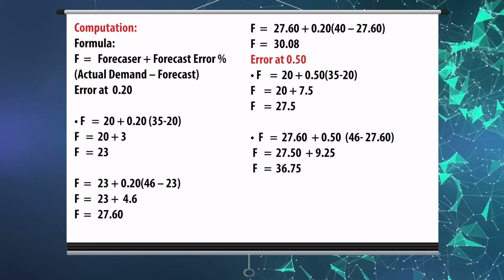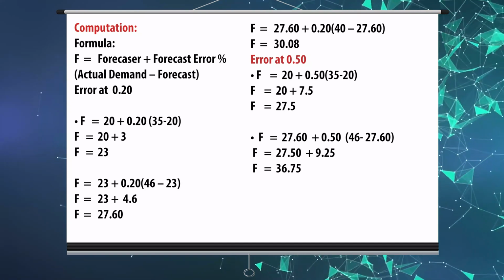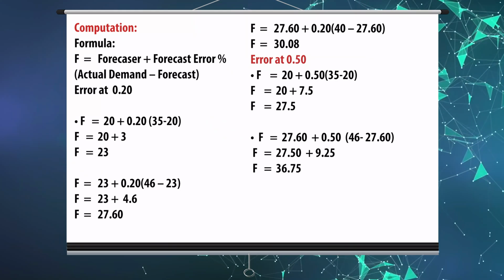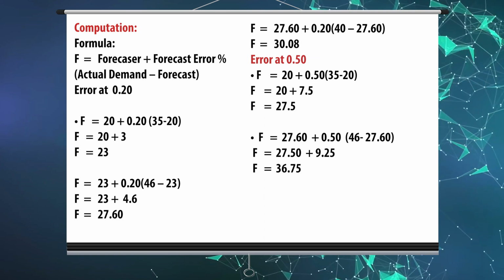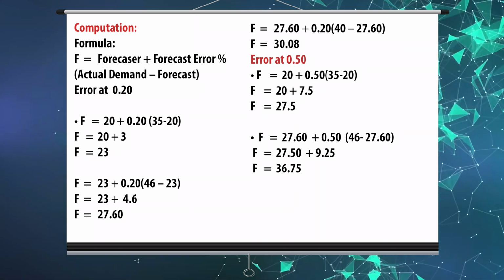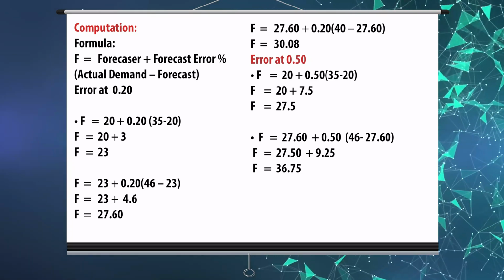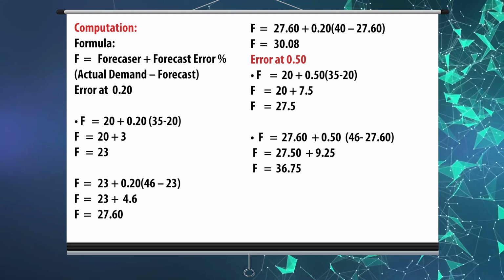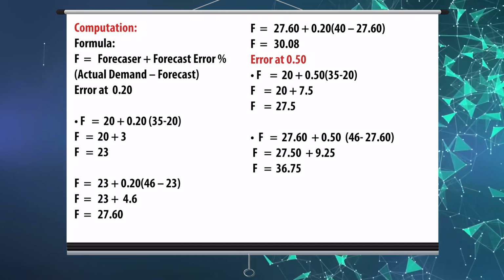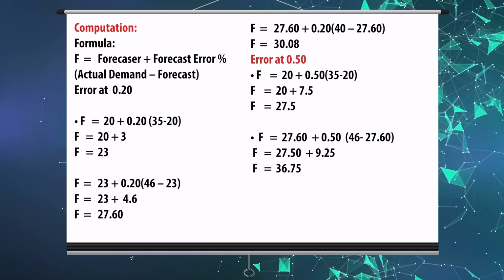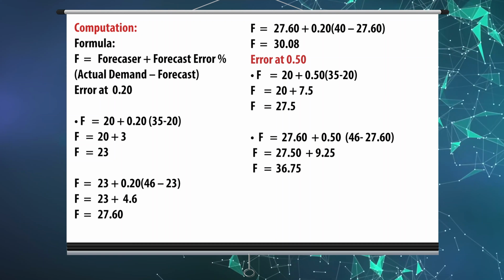For the computation, we will have F equal to forecast plus alpha times actual demand minus forecast. So for the first example, at alpha equal to 0.2, we are able to compute F is equal to 20 plus 0.20 times 35, the actual demand, minus the forecast. Simplifying it, we are able to get F is equal to 23. This 23, which is a forecast value, can be seen in the third column of the table that was displayed.